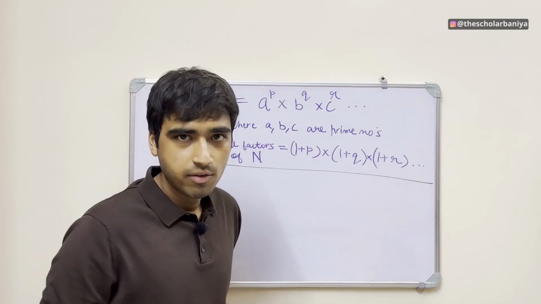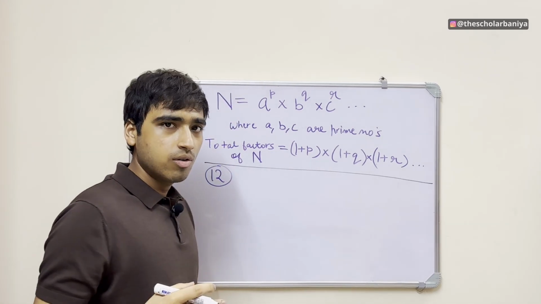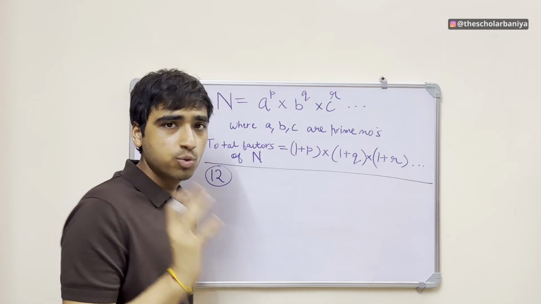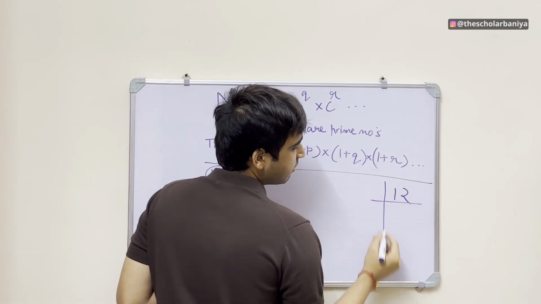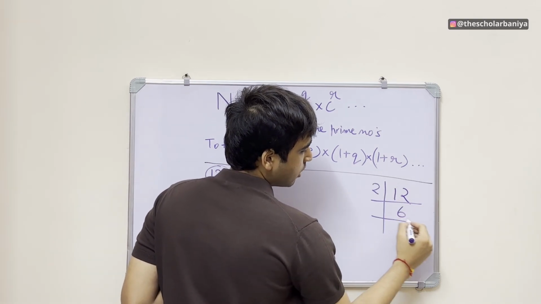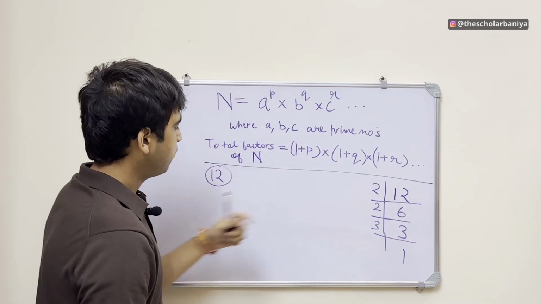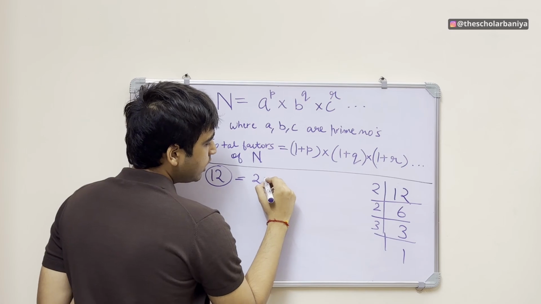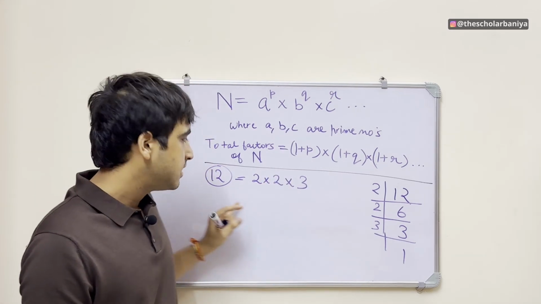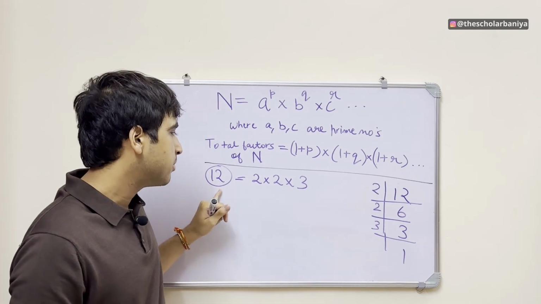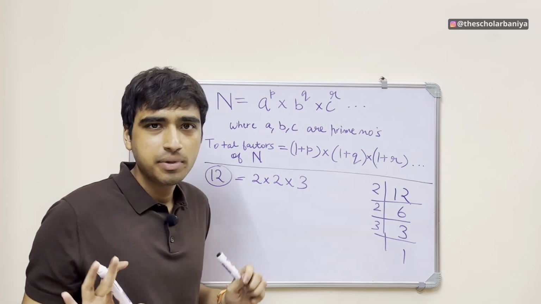For example, I take the number 12, and let's factorize 12. Let's do the prime factorization of 12. So what is the prime factorization of 12? We can write 2 6 2 3 and 3 times 1. So we can write 12 as 2 into 2 into 3. This concept is called prime factorization, where you break down the number into its factors, where each factor is a prime number, right? I hope this should be clear.